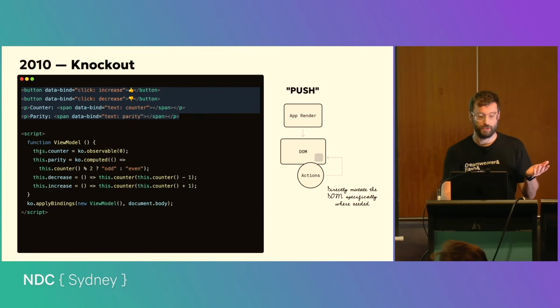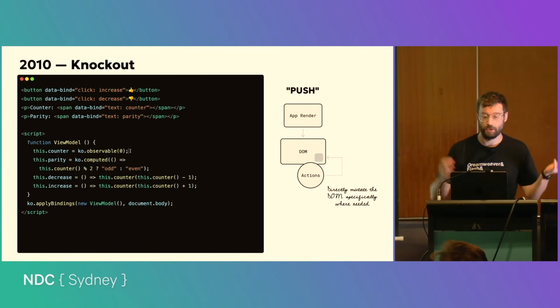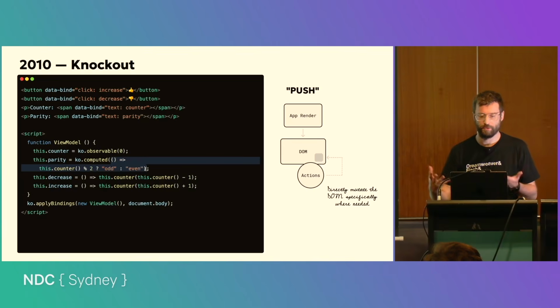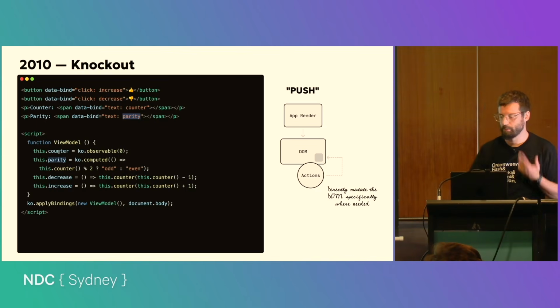And the way Knockout does it is by introducing these observables. So an observable is basically the idea of a reactive variable. So I'm saying counter is a variable that I know will change, or I want to be able to change. And then I have computed, which is derived values. So whenever anything within that function that computes that computed value changes, I want to recalculate this computed value. So again, the example is the same. We have a counter, and the parity will change based on the counter. And again, this is trying to get the best of both worlds.